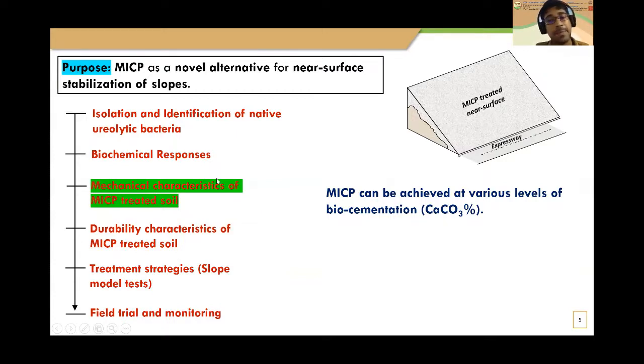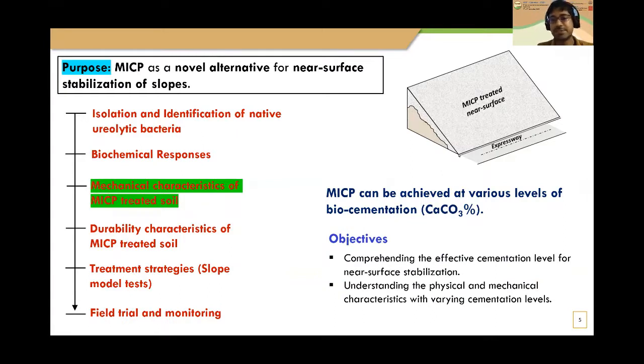MICP can be achieved at various levels of biocementation, which means the percentage of calcium carbonate. The objectives of this presentation are to comprehend the effective cementation level for near surface stabilization and to understand the physical and mechanical characteristics with varying cementation levels.